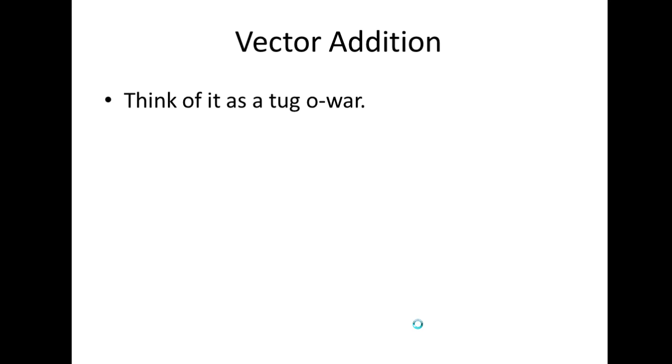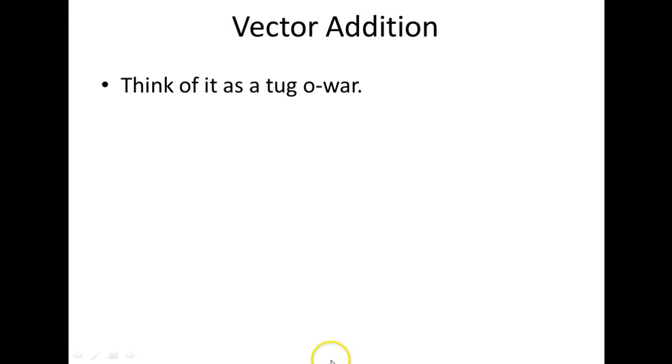However, I'm going to start off the day with a little review of vector addition. And I want to explain it a little bit differently than I did last class, and I want you to think of it as like a tug of war. And so last class we kind of jumped right into vector addition in two dimensions, and I want to review what it is in one dimension. So we think of it as a tug of war, right? And you can also think of it as forces.